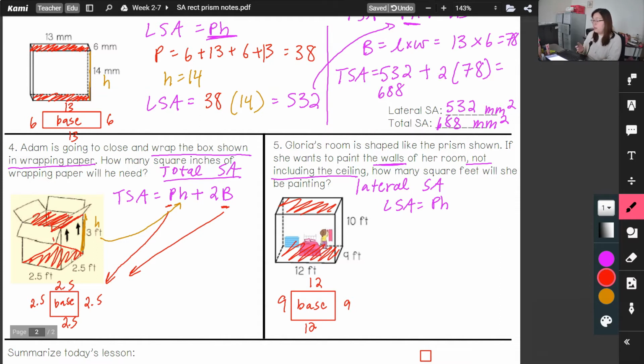So remember, you're just adding together the 4 sides of the base to get the perimeter. Then you multiply that by the height. Here's the height that connects the 2 bases together. Once you do that, you're home free.